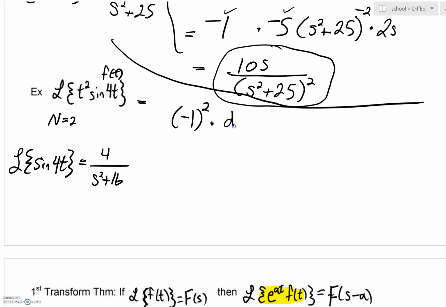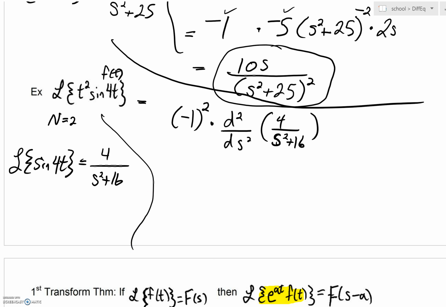But now look at this. We're going to take a second derivative of this thing right here. Now, stating the obvious, the first derivative won't be so bad, right? The first derivative, I think, will be pretty easy, I hope. It's the second derivative where I think you're going to see we're going to be forced to use a quotient rule. And that's okay. Look, negative 1 squared, you're just going to have a positive 1.